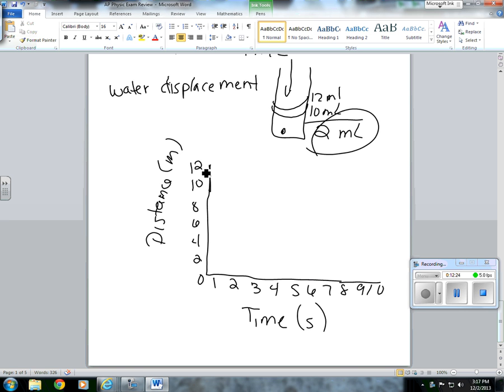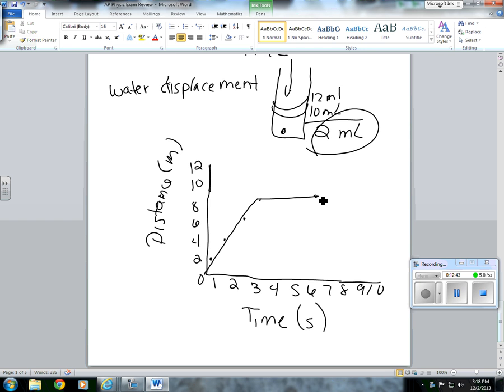So at 1 second, we're at 2. At 2, we're at 4. At 3, we're at 6. And at 4, we're at 8. So then we should get this nice little straight line here. And then the object comes to rest for the next 3 seconds. So 3 seconds plus 4 seconds is 7 seconds. So we get this nice horizontal line.